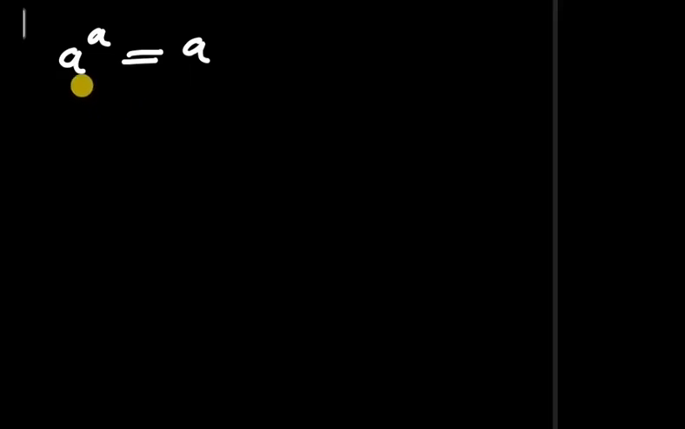In this video, we have a to the power of a equals a, and we have to find the value of a. By mere inspection, you agree with me that the value of a here is 1, because this a is raised to the power of 1. So we have a equals 1. But is this the only solution? No, this is not the only solution. We have other values of a. Now let's go ahead and find the other values of a using this method.